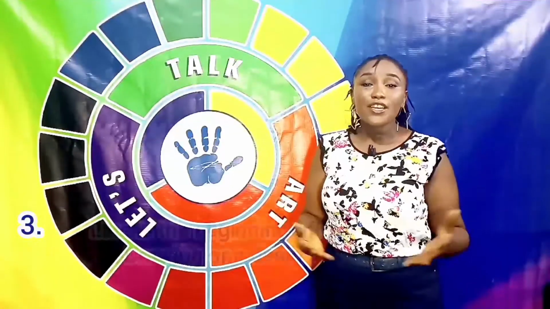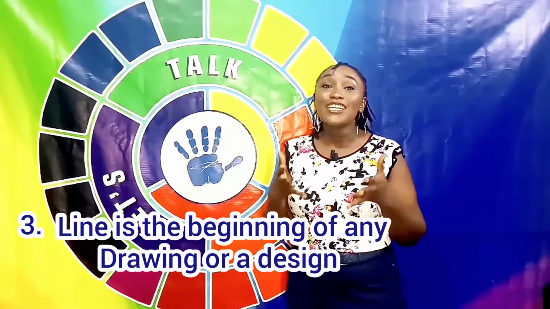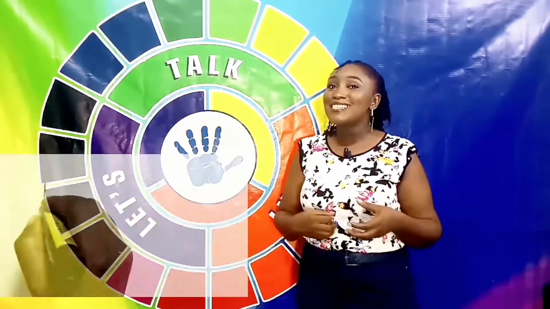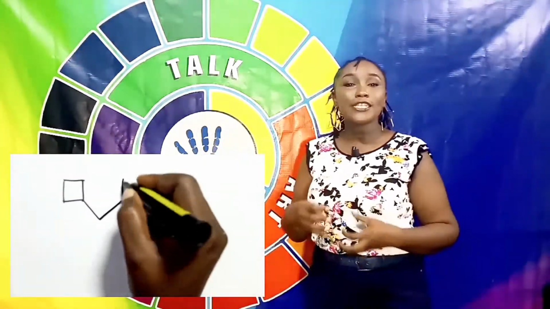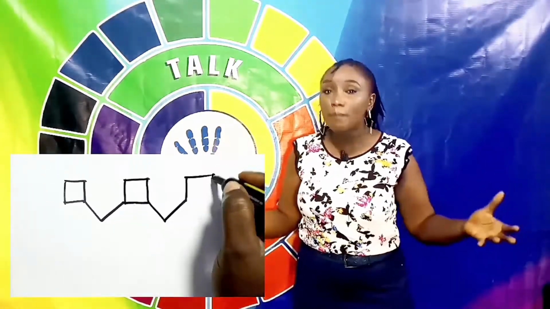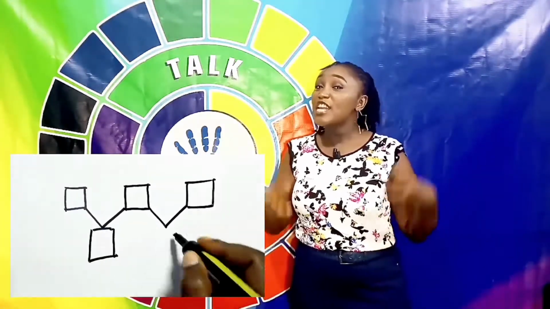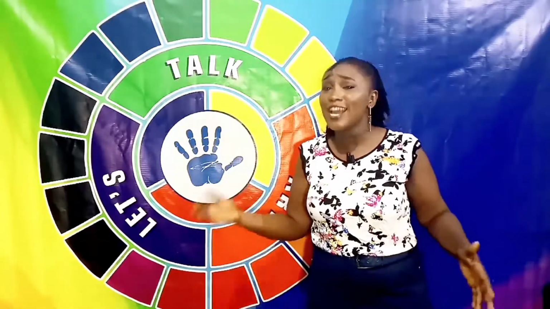Number three, line is the beginning of any drawing or design. So if you're creating that repeat pattern, you're creating that design, you're creating that fabric design, definitely line is the beginning. Line is what you will start. You start with that dot and then you move. And by the time you move, you're creating a line. So you need a line to begin a design, to define that design.